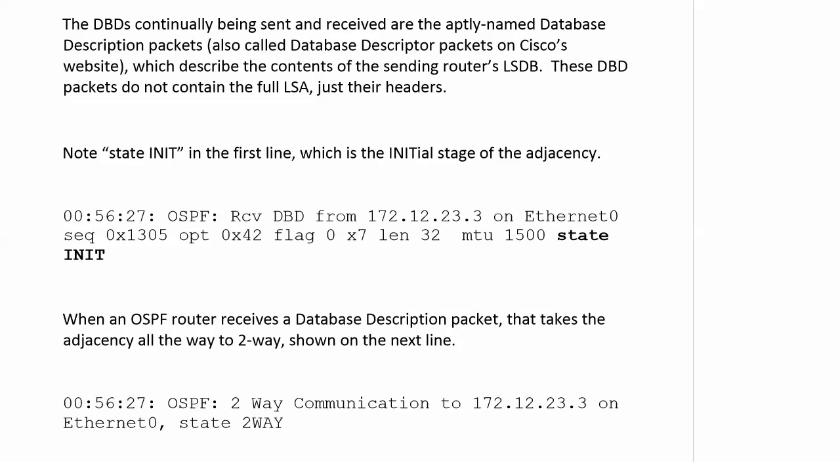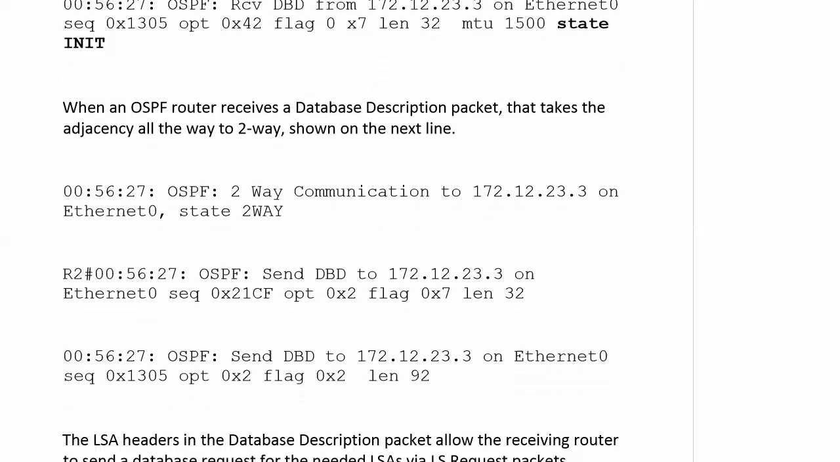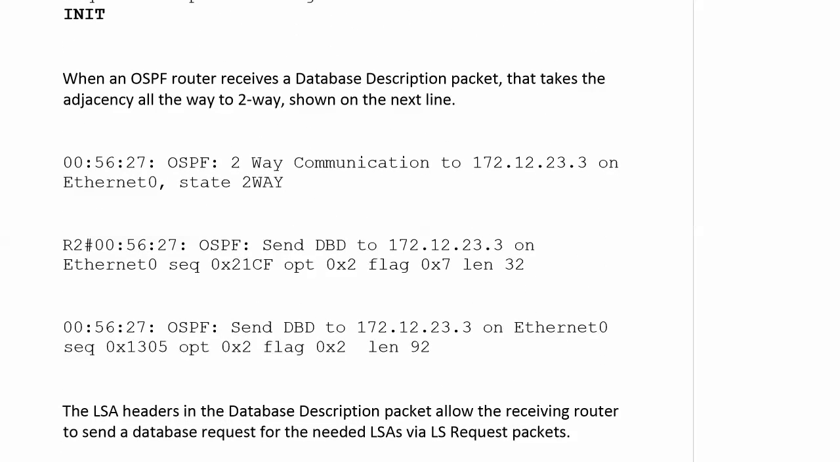Well, notice the state init. We didn't spot that in that adjacency, but I'm sure it's there. And this is the initial state of the adjacency, INIT. And when we get that database description / descriptor packet, that takes the adjacency all the way to two-way, which is shown on the next line. And those LSA headers in the database description packet, what they allow the receiving router to do is send a database request for the LSAs that it needs via LS request packets.